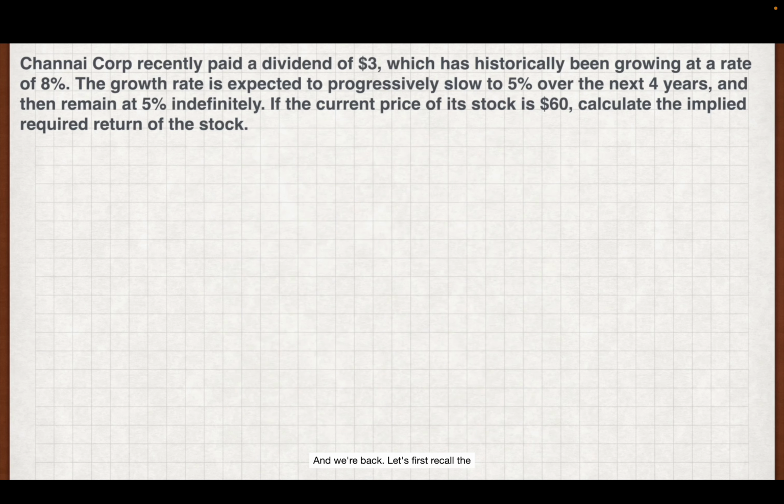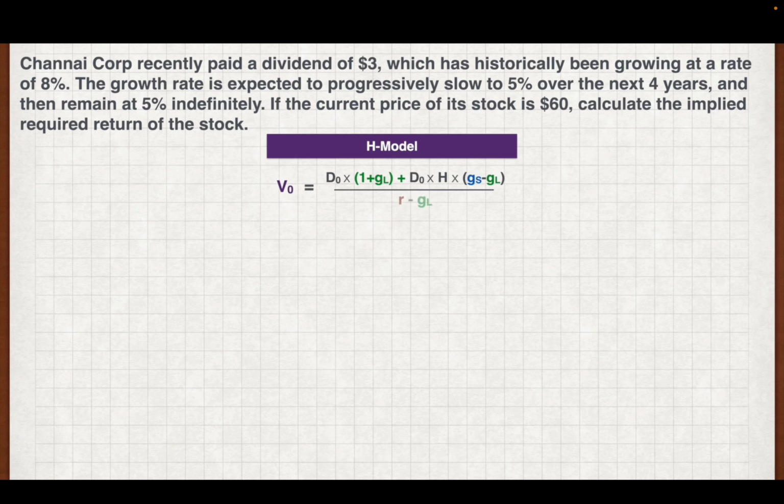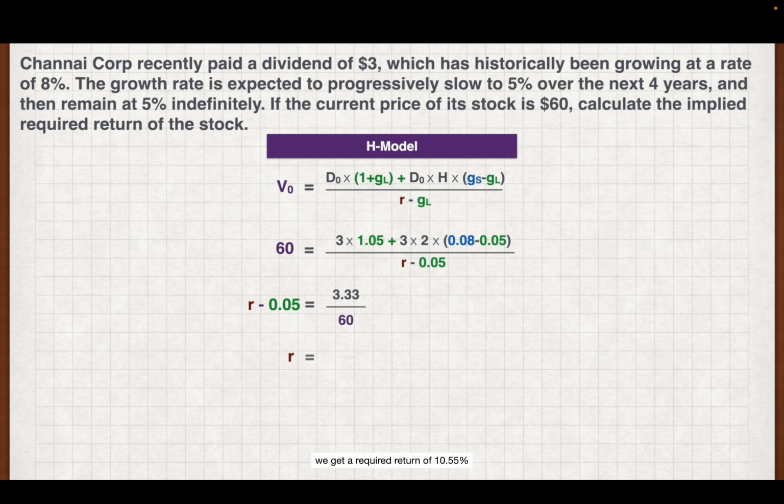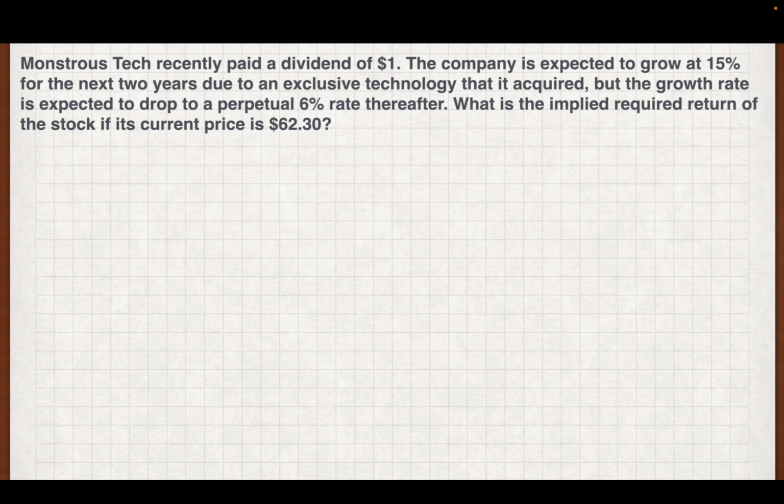And we're back. Let's first recall the H model equation. Plug in the figures and rearrange. We get a required return of 10.55%. That was rather straightforward, wasn't it? However, for some other types of multi-stage dividend discount models, the solving of R may not be that straightforward. We shall illustrate with another example.